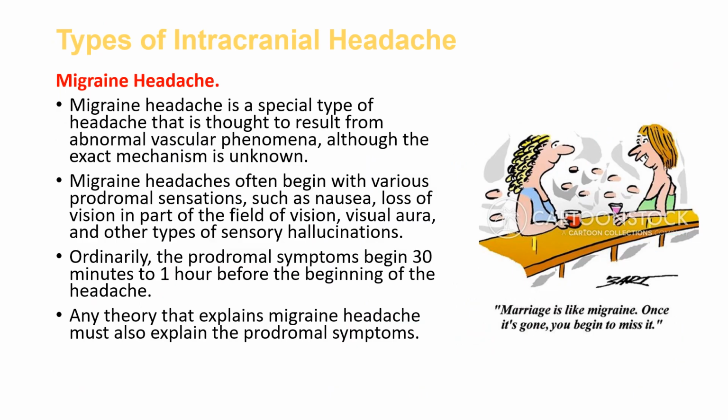Migraine headache. Migraine headache is a special type of headache that is thought to result from abnormal vascular phenomena, although the exact mechanism is unknown. Migraine headaches often begin with various prodromal sensations, such as nausea, loss of vision in part of the field of vision, visual aura, and other types of sensory hallucinations. Ordinarily, the prodromal symptoms begin 30 minutes to 1 hour before the beginning of the headache. Any theory that explains migraine headache must also explain the prodromal symptoms.